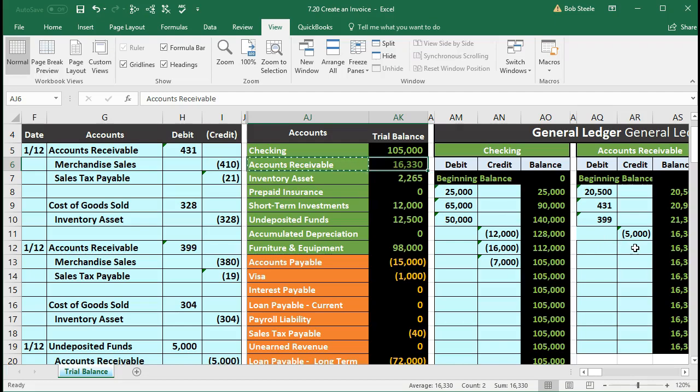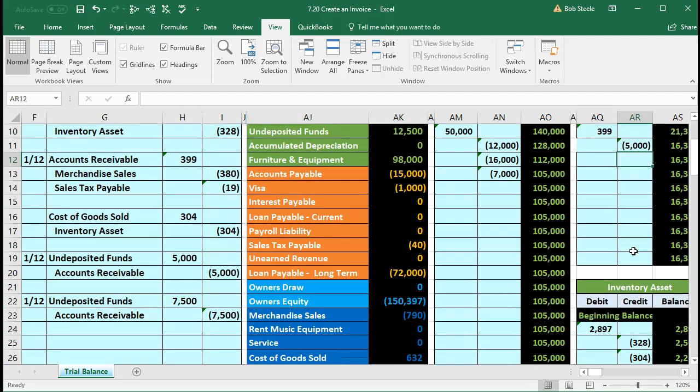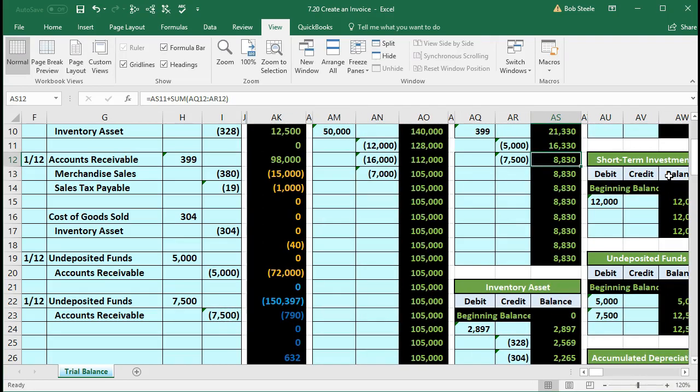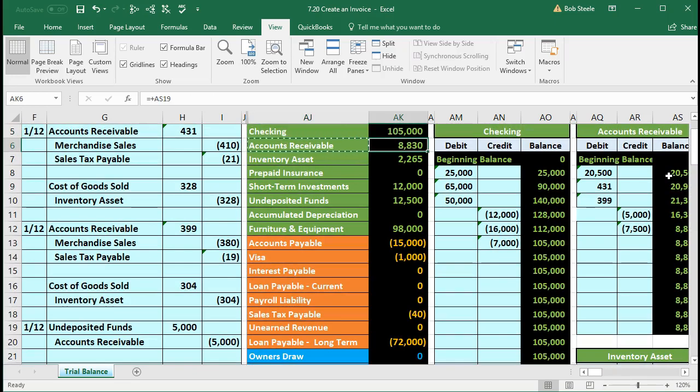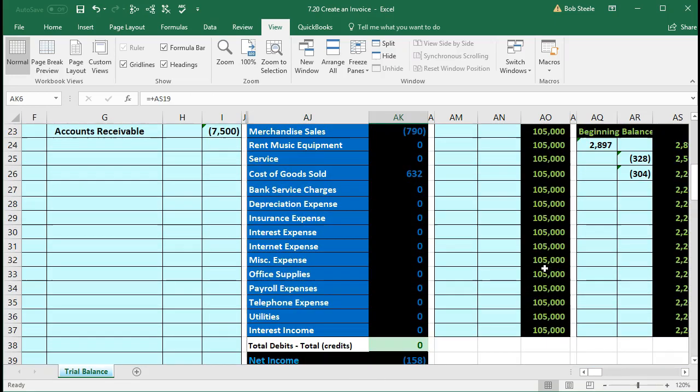We want to record this right here in the accounts receivable. We're going to be in the credits side, so we are in cell AR12. AR12 equals, and then we're going to point to that 7,500. That will bring the 16,003 balance down to 8,830. If we scroll back over to the general ledger, we see that balance here, 8,830, and we see that we are in balance down here as well.